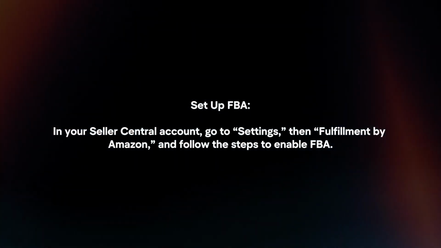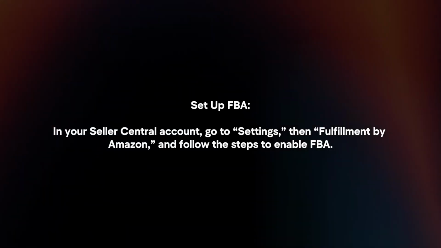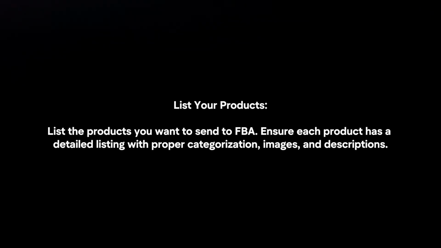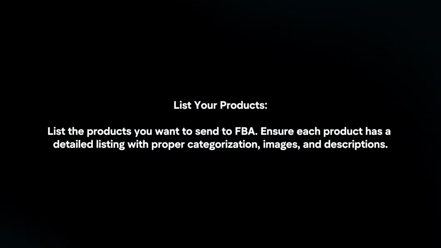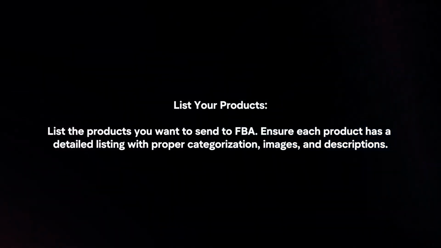Set up FBA. In your Seller Central account, go to Settings, then Fulfillment by Amazon, and follow the steps to enable FBA. List your products. List the products you want to send to FBA. Ensure each product has a detailed listing with proper categorization, images, and descriptions.